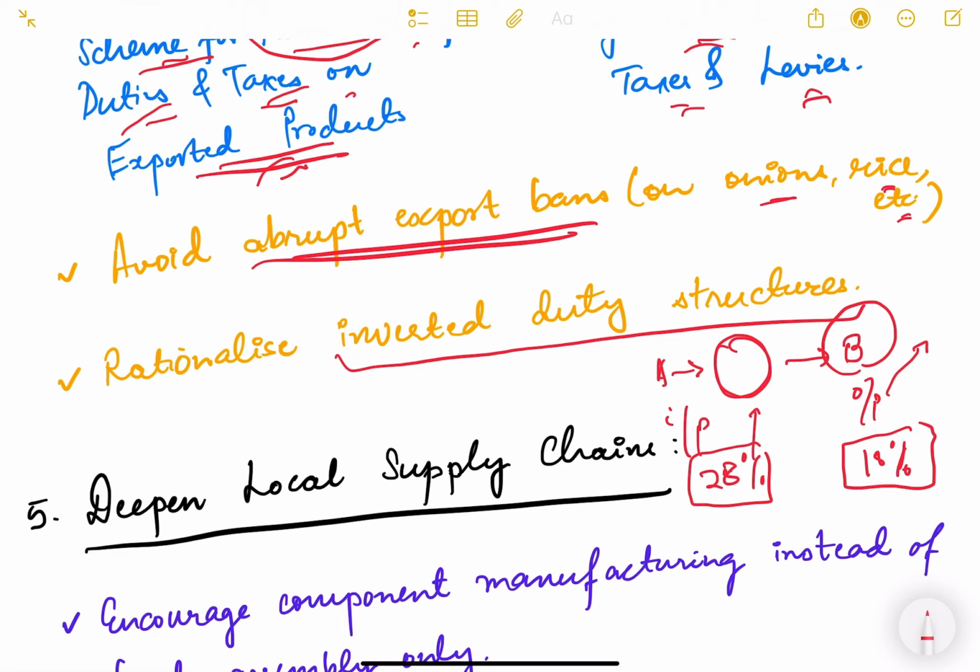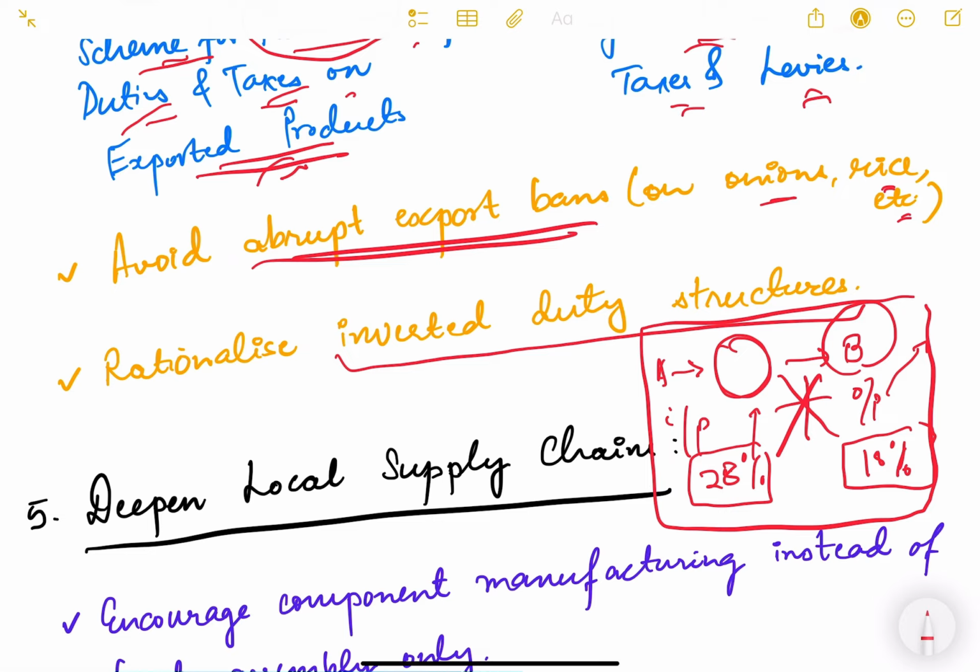The structure of the duty is reversed. That's why it is called inverted duty structure. So this should be rationalized. This should be reduced. The government should focus, because there are hundreds and thousands of products, and in some cases this condition is there. It should be rationalized. It should be cleared up.